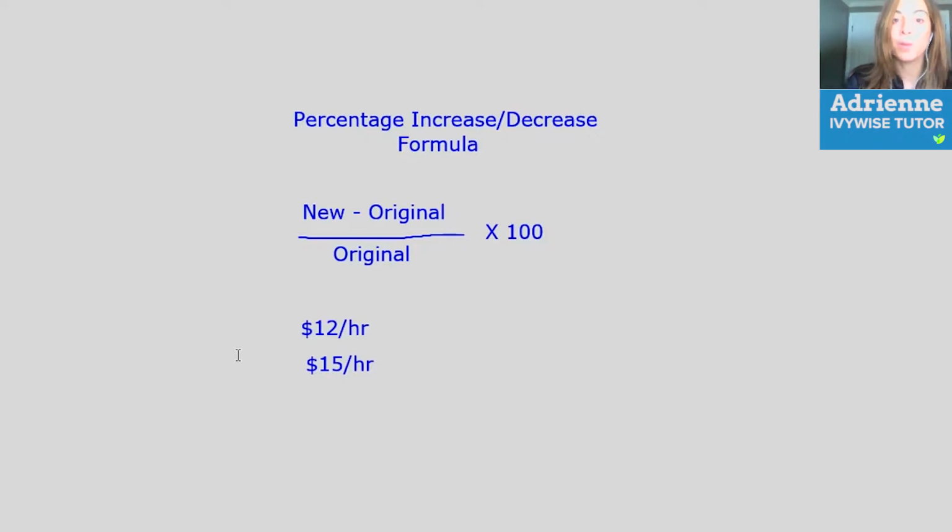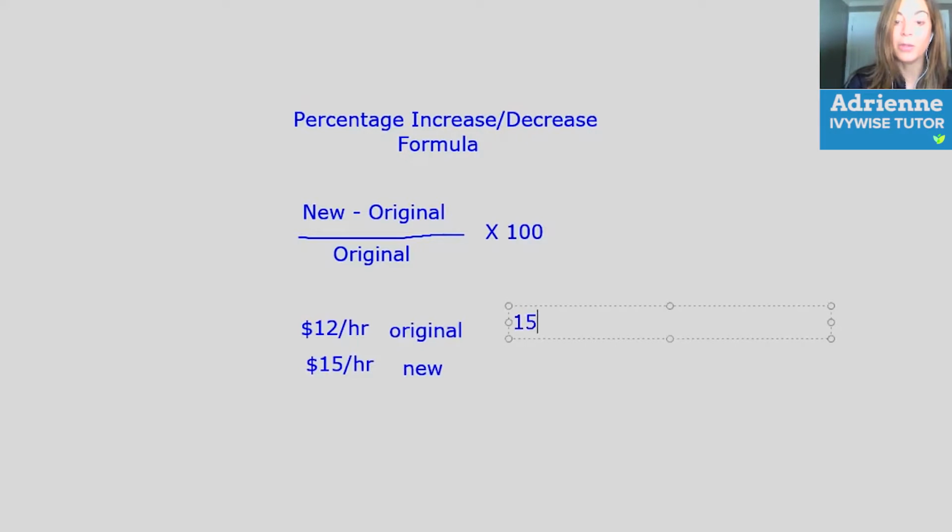So the most important part of this formula is to label both the new and the original. Oftentimes this is exactly where students go wrong and they switch the values, and the SAT and ACT know this is coming, so they have trap answers waiting for you. I'm first going to label the $12 an hour as the original and the $15 an hour as the new price. And now we're going to put it into this formula.